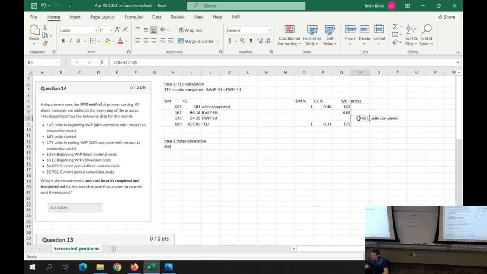The rate is going to be used to figure out the cost of work done this period of that 681 and ending WIP. We would end up with some beginning WIP costs in ending WIP. That's not good. That does not follow the first in, first out idea. So the way we do that is we only include current period costs in the numerator here. So 6079. That's the numerator: $6,079 for direct materials, and $5,902 for conversion costs.